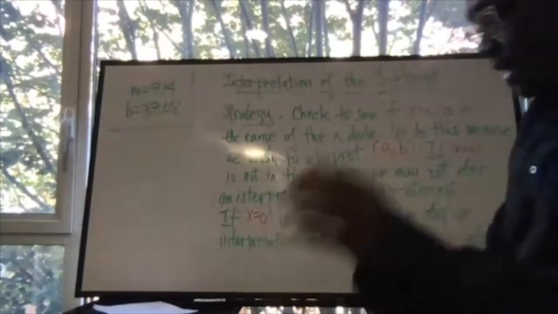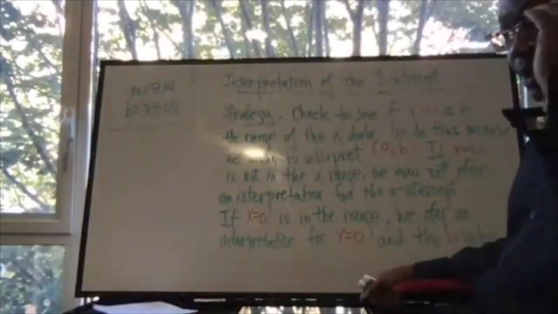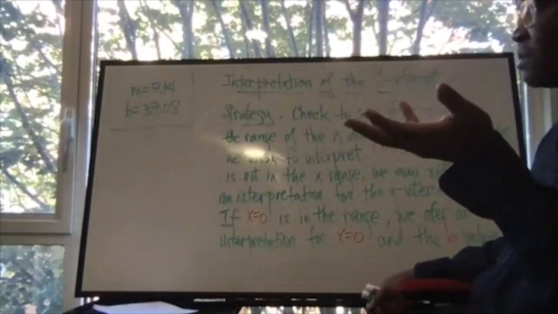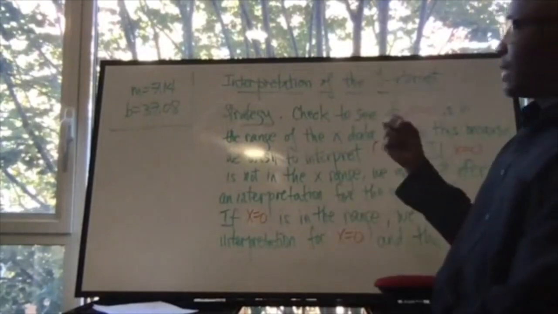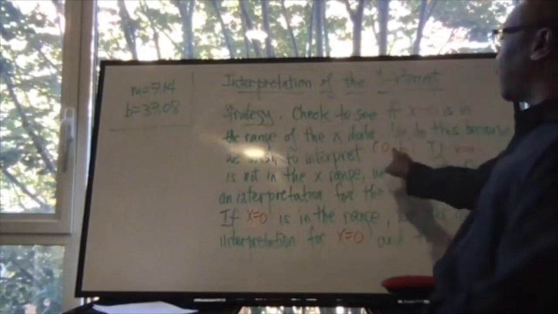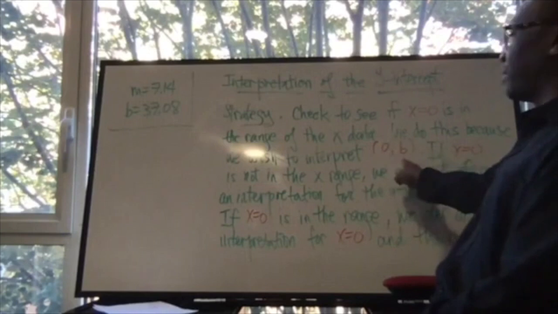In other words, I just don't want you to think that this x equals 0 is coming out of the blue. You're saying, wait a minute, why are you thinking about this x equals 0? Because the y-intercept looks like 0, comma b. So I have to interpret the 0 and then interpret the b.